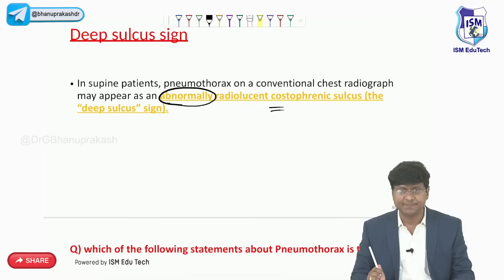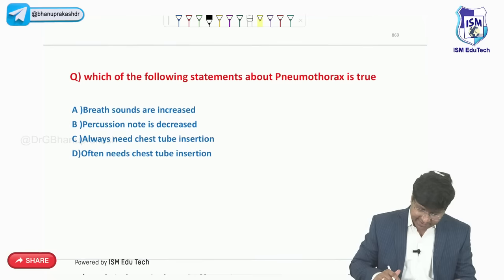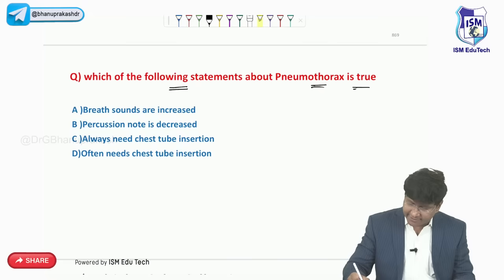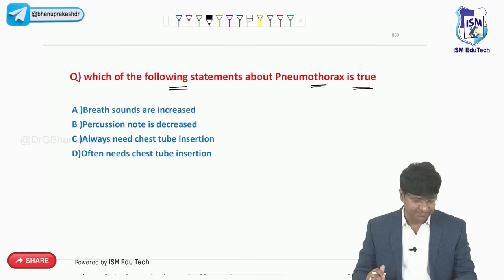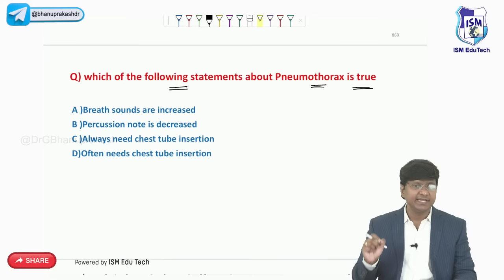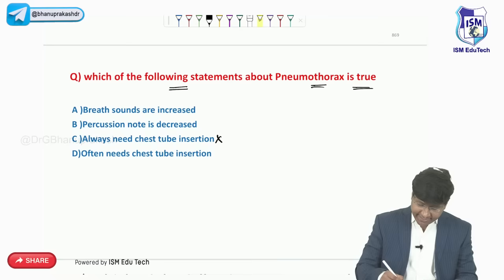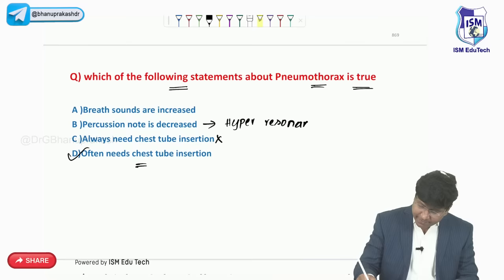Now, one important question related to pneumothorax is, which of the following statements about pneumothorax is true? Breath sounds are increased, percussion note is decreased, always needs chest tube insertion, often needs chest tube insertion. Yes. So please remember, in case of pneumothorax, it does not always need chest tube insertion. It often needs chest tube insertion. And percussion note, what will happen? It will be a hyper resonant note. Percussion note will be increased.